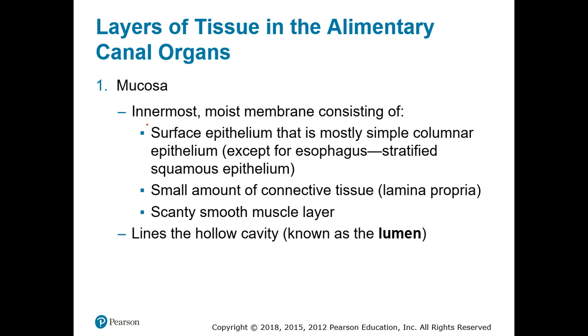If we do the first one, mucosa, this is the innermost membrane. It is moist. It secretes mucus. It has surface epithelium that is usually simple columnar, unless you're in the esophagus, and then it is stratified squamous. There are small amounts of connective tissue that help anchor it, and then there is also some smooth muscle that goes throughout as well. This basically is the lining of our hollow cavity. This hollow cavity is known as the lumen.